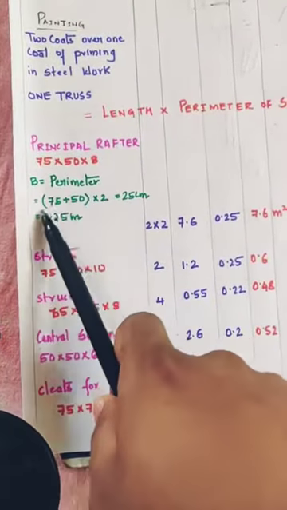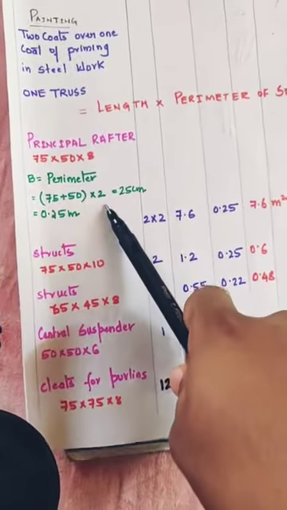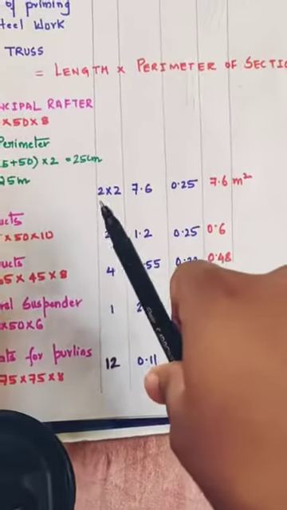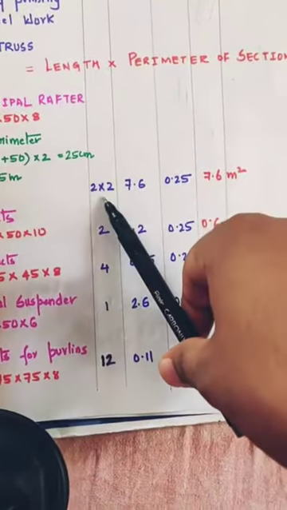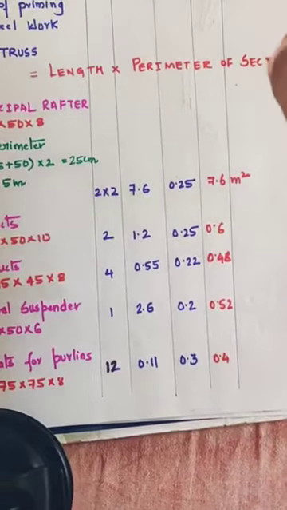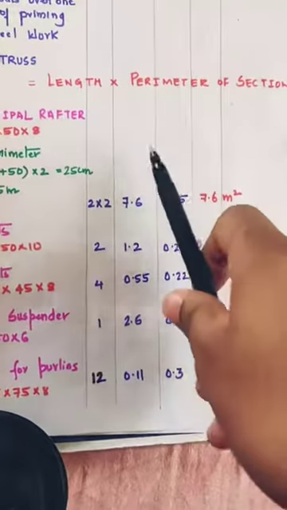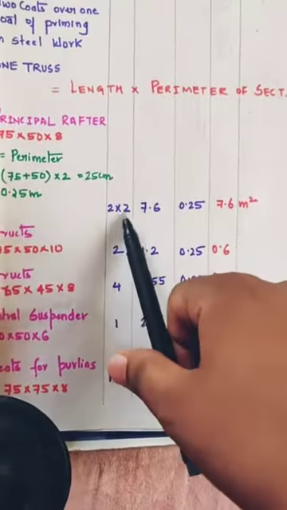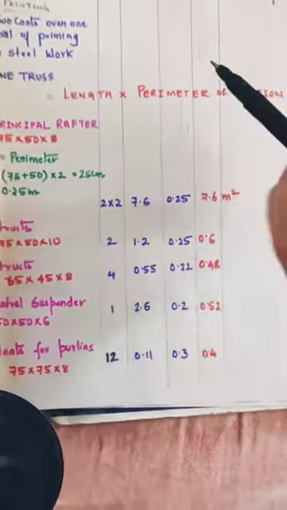Now to calculate the perimeter of that, 75 you are going to paint on 2 sides plus 50 you are going to paint on 2 sides. So multiply that with 2. You get the total perimeter. So keep that in meters, right? This quantity we have already done when we were calculating the steel quantity. So 2 into 2, so principal rafter, one side there are 2 because it is 2 ISA. So 2 on one side, 2 on the other side. So total 4 principal rafters are there for one truss. Length is already known. So the additional part that you are going to calculate here is the perimeter. So 2 into 2 into 7.6 into 0.25. So you get the painting quantity in meter square.